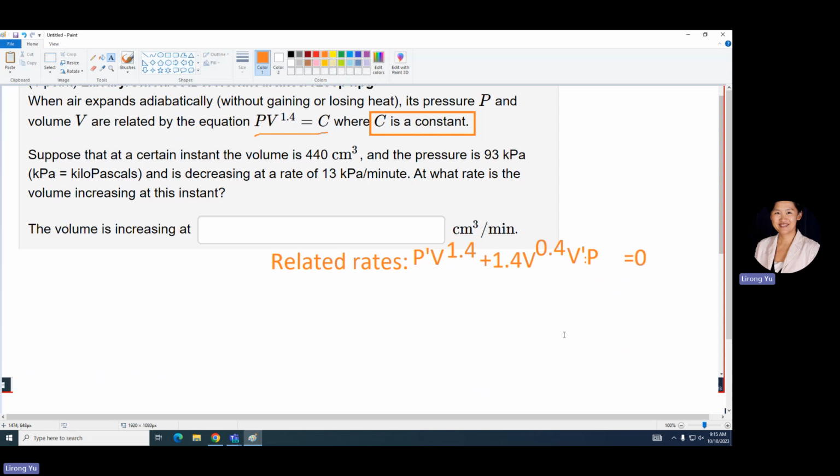That's the entire thing. And then anything else, we have V is 440. We have the pressure is 93. The actual question was asking about the volume, so we want to ask V prime equals what? That's the only variable that we have to solve. Oh, it's over time. Sorry. The question itself already has P prime, P, V and V prime. And that will be for today.